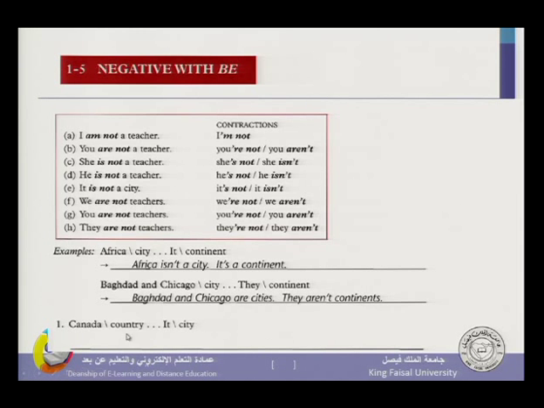Now, can you do this? Canada, country, city. Yeah, we can say Canada is a country. Full stop, like this. It, which refers to Canada, isn't a city. It isn't a city. All right?